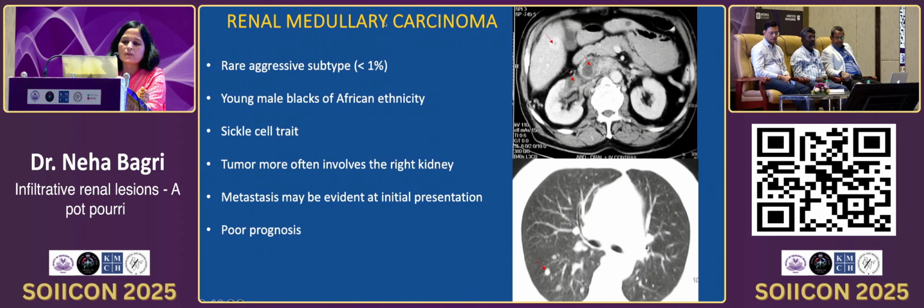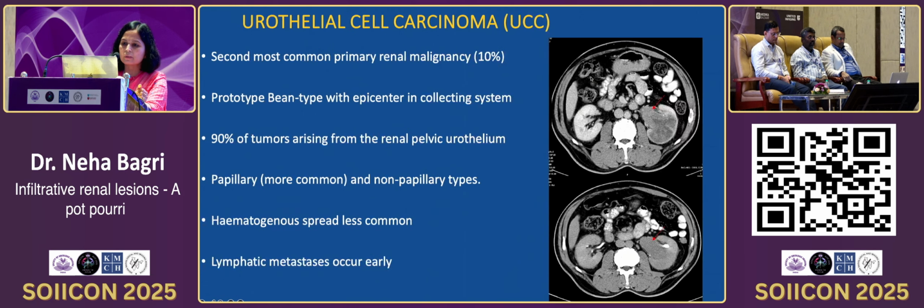Renal medullary carcinoma. So this is a rare aggressive subtype and it usually occurs in young male blacks of African ethnicity. This is very strongly associated with renal medullary carcinoma: young black male, African ethnicity, sickle cell trait. And the tumor most commonly involves the right kidney. And they usually have metastasis at initial presentation and poor prognosis.